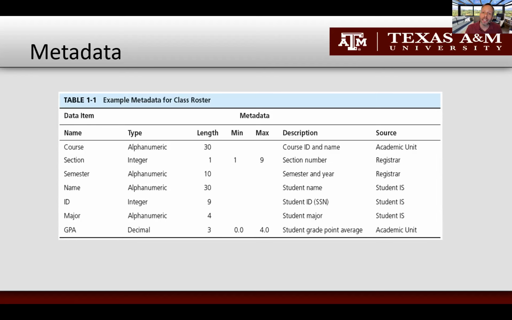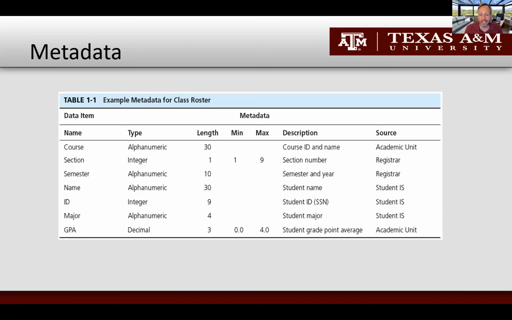So this is all the information to be in the table, and then you can look at how we describe all of that data. So for instance, the course is alphanumeric. It could have letters, it could have numbers, it might be words that are typed out, or in our case, ISTM 313 might be the designation for the course, right? So alphanumeric, could be letters and numbers. It looks like in this particular example, they're talking about a length of 30. So we got a lot of characters to describe a specific course. Doesn't look like there has to be a minimum or a maximum.